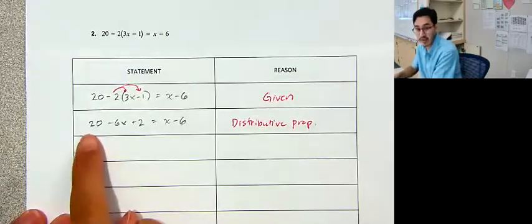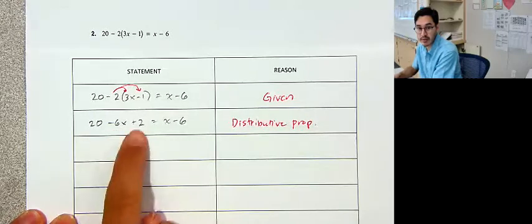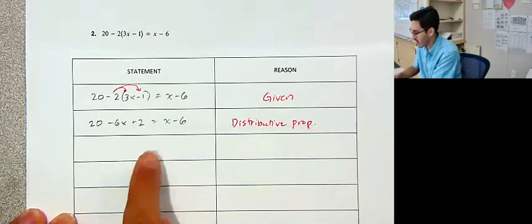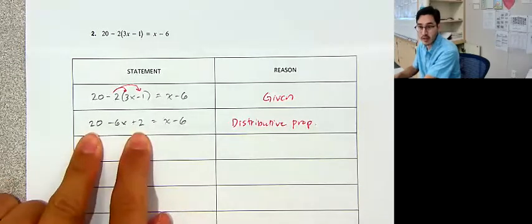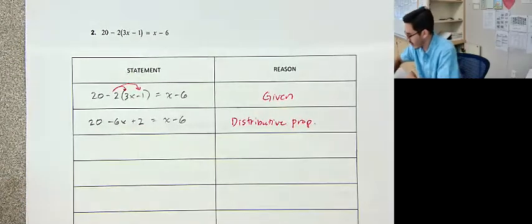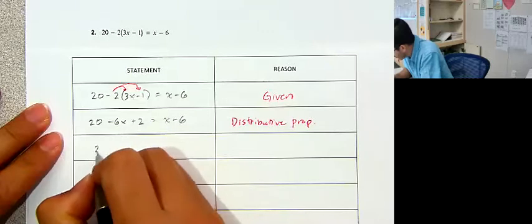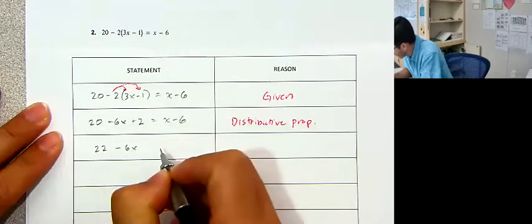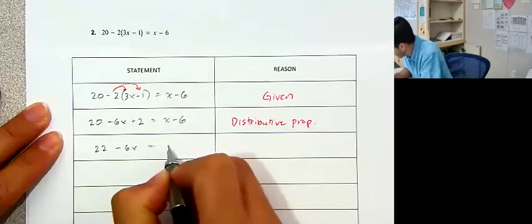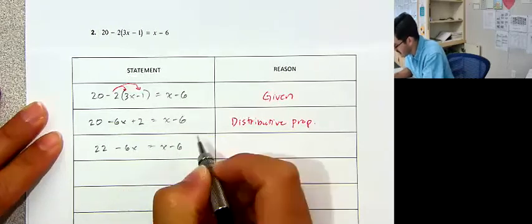So now I see that the expression on the left has 3 terms, one that's a variable, 2 that are constants. And so I know that I can add 20 and 22. I can combine them. So that'll be 22 minus 6x equals x minus 6.